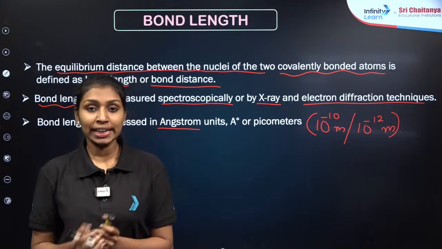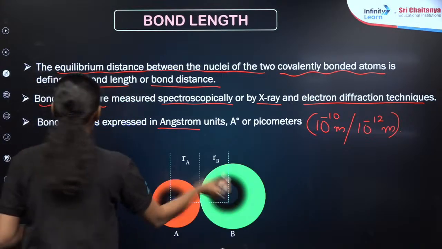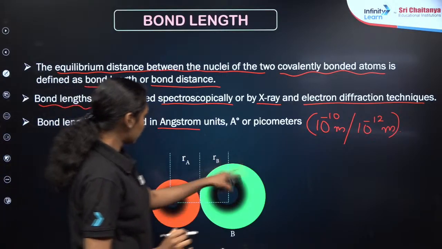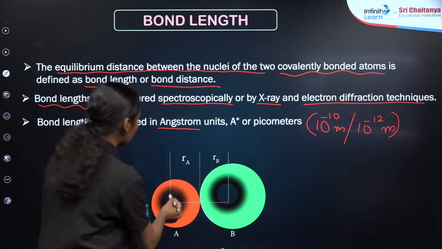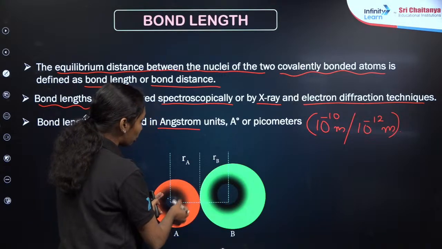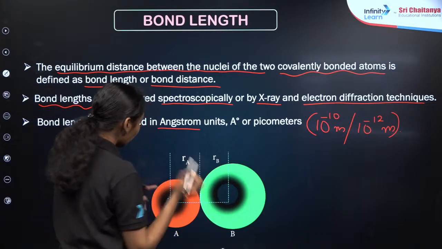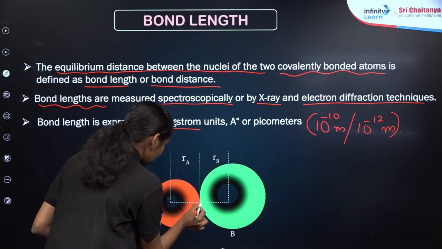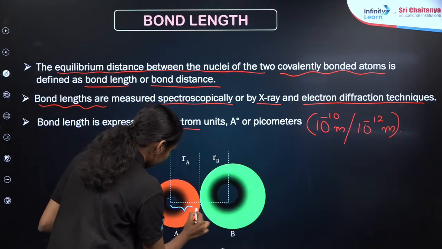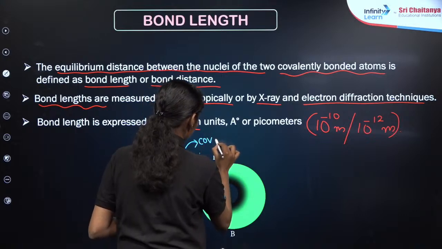So, pictorially, we can represent the bond length as here. These are the two atoms I am taking here. The small one will be the cation and the bigger one will be the anion. So, this will be the nucleus. As you can see here, the distance between the two nuclei of the two atoms, A and B, will be our bond length. Or we can say that from one nucleus to the other, it is known as the covalent radii. Ra is known as the covalent radii of the first atom, that is A.